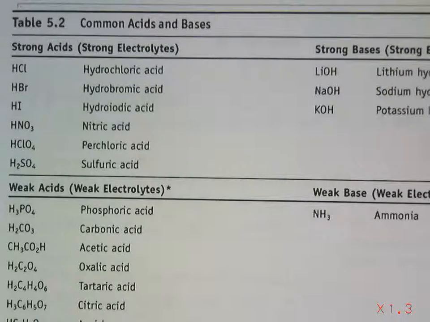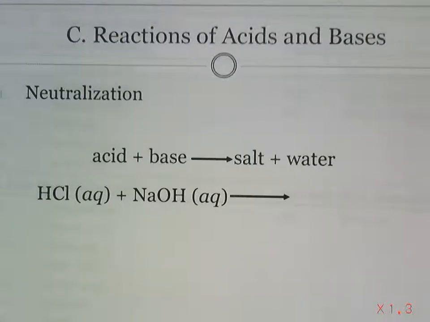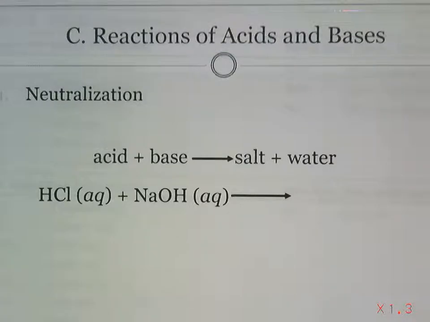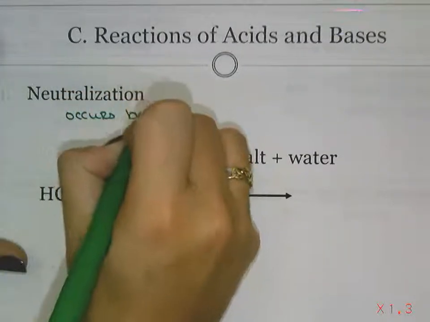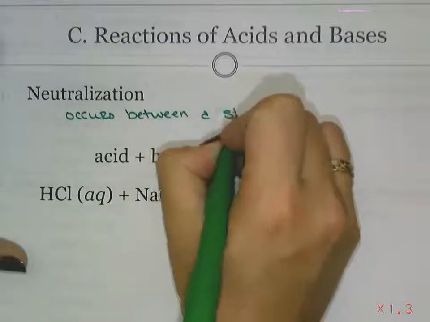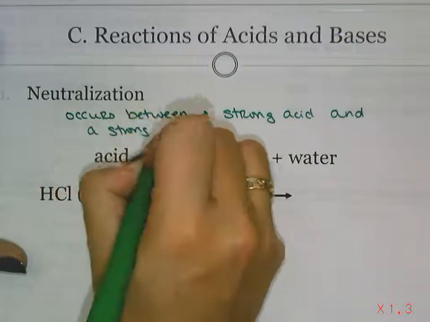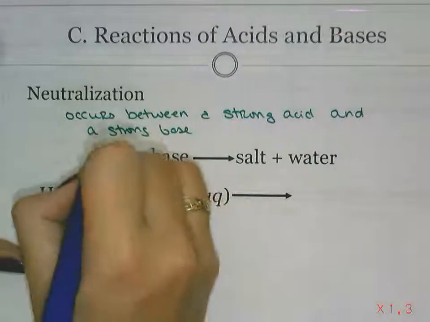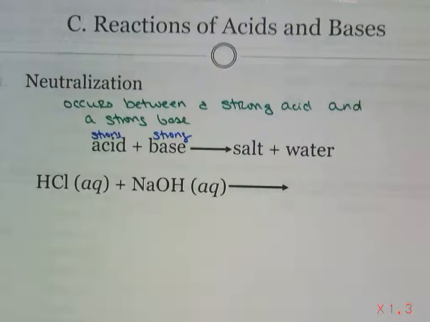All right, so let's talk about how acids and bases react together. The first category of acid-base reaction is something called neutralization. The name will make sense here in about 2 minutes. Neutralization occurs between a strong acid and a strong base. So you have to have a strong acid and a strong base reacting together.